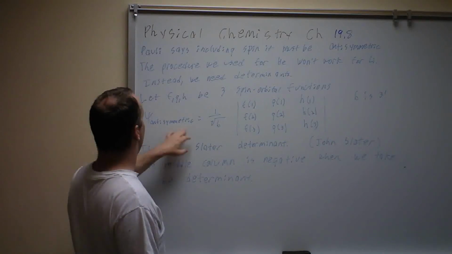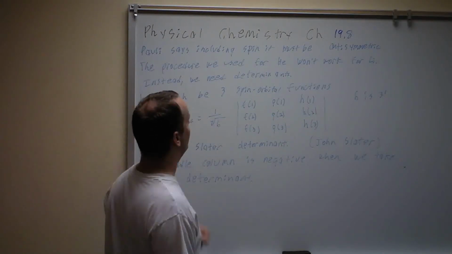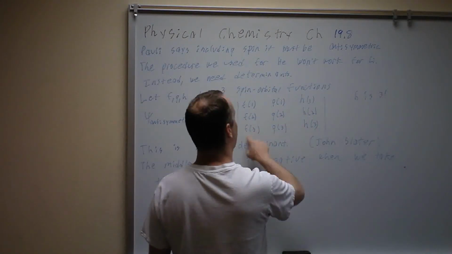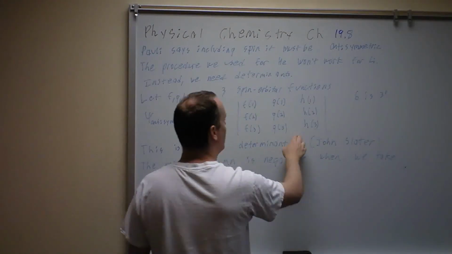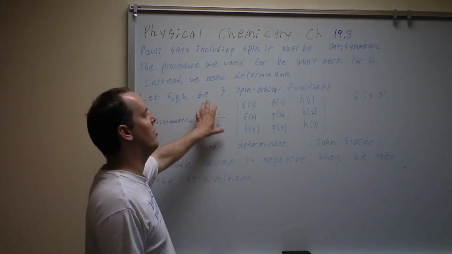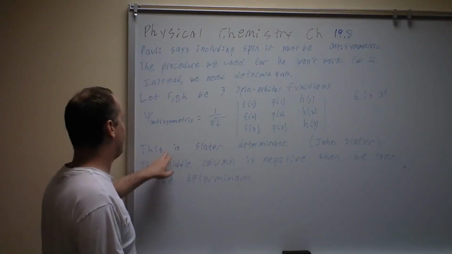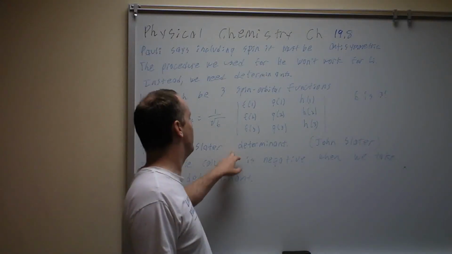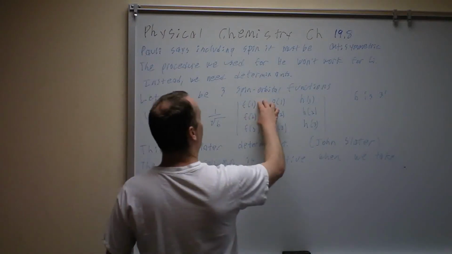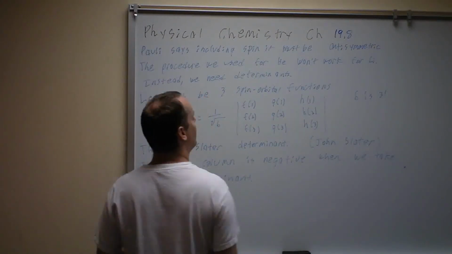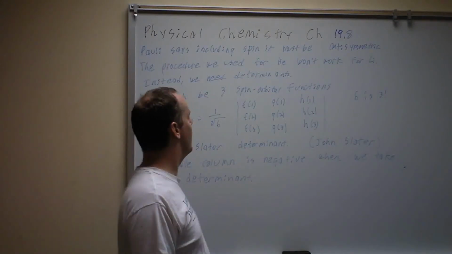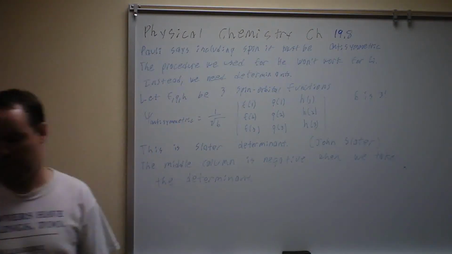So the antisymmetric psi is going to be 1 over the square root of 6 times the determinant of F1 G1 H1, F2 G2 H2, F3 G3 H3. Notice the 6 comes from 3 factorial. Remember, this is just a normalization constant anyway. This is called a Slater determinant, named after John Slater. If you take linear algebra, you already know how this works, but basically you're going to end up with negatives coming from the middle column there.